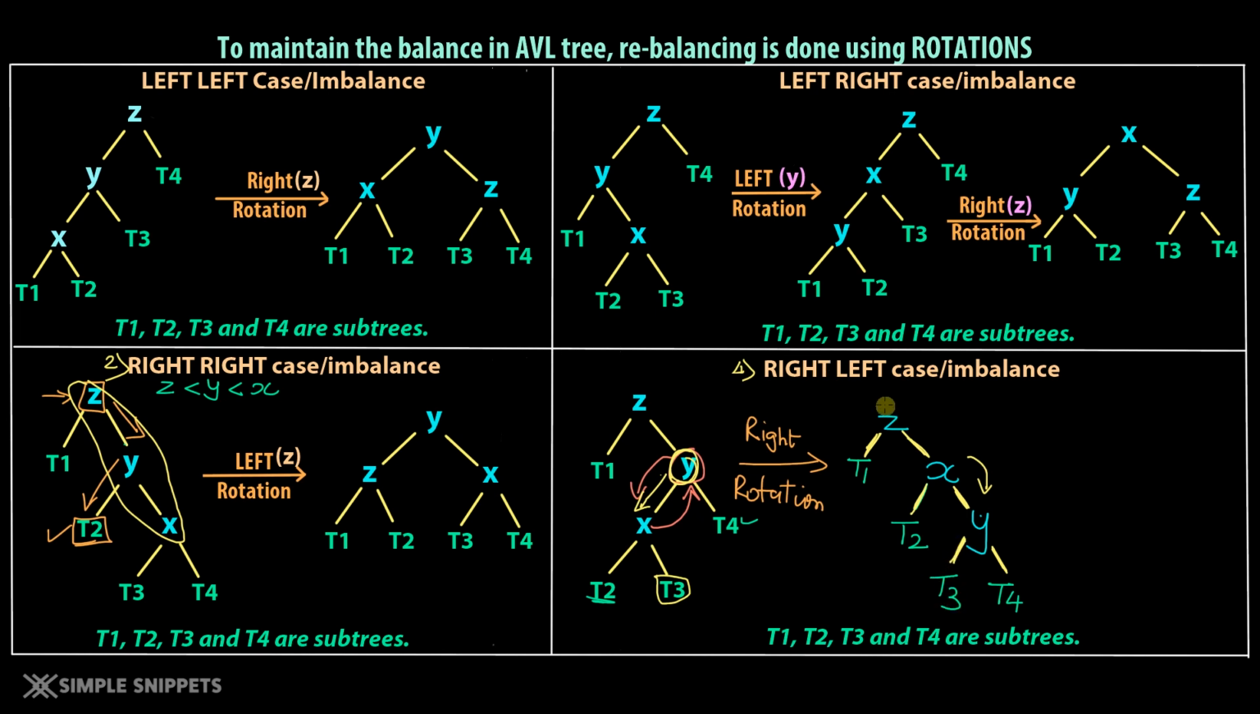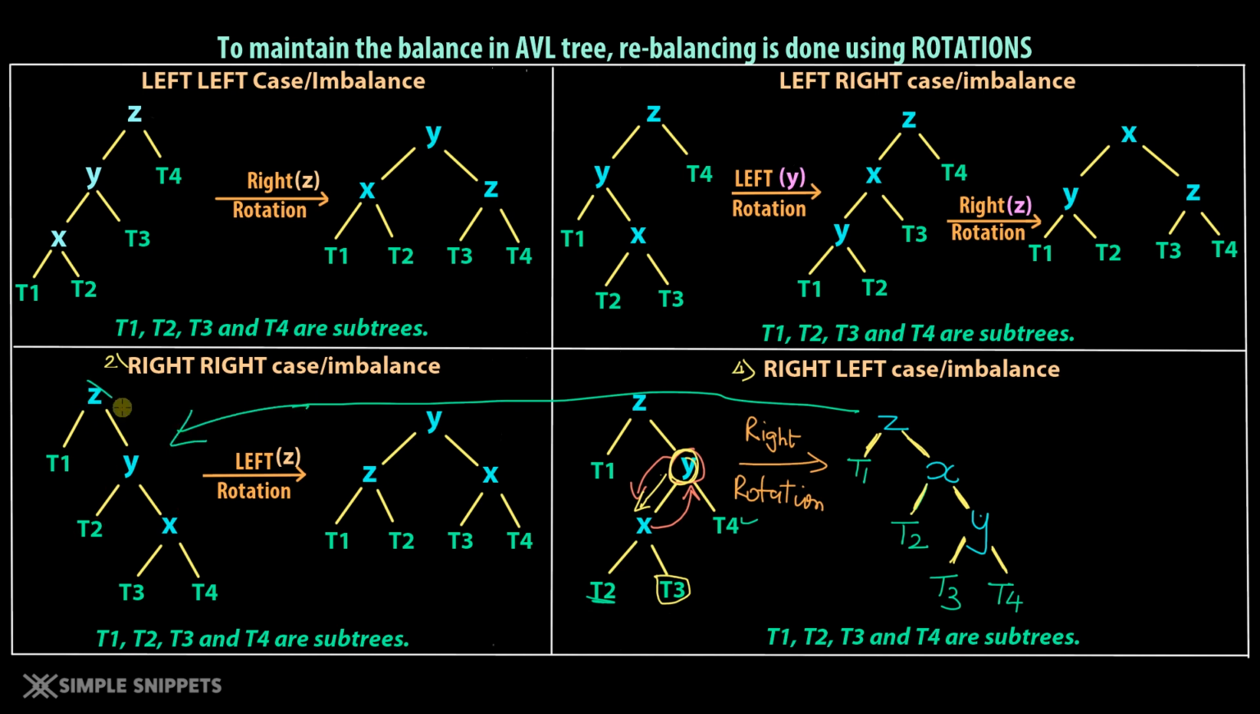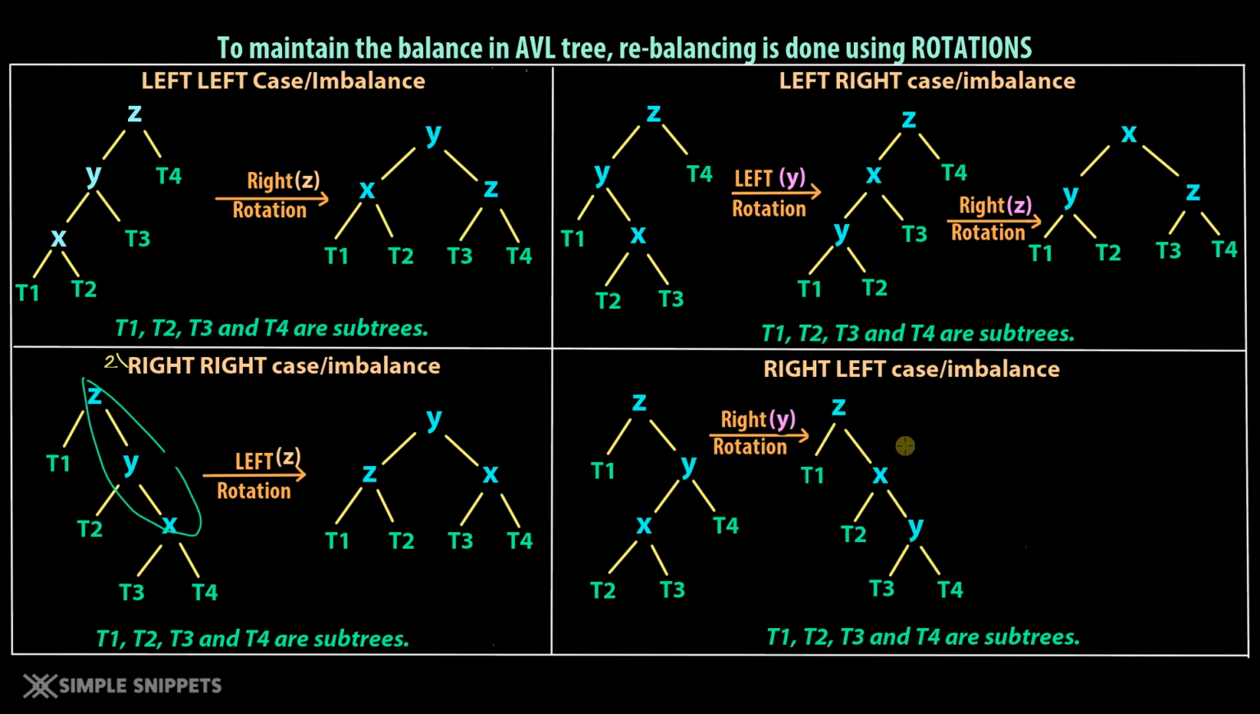Okay? Alright. Now once you do the first right rotation and looking at this structure, we can clearly say that this structure has now become something like this. Correct? This is how the structure looks like. A right-right imbalance. This is also a right-right imbalance. So now we will have to do a left rotation. But this time the left rotation has to be done on the root node Z.